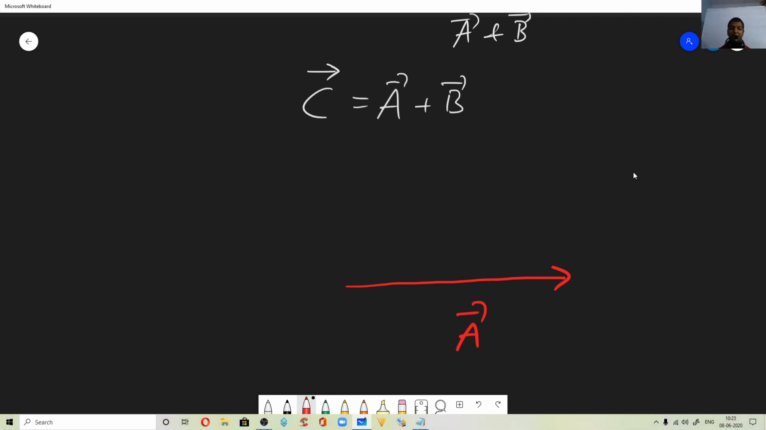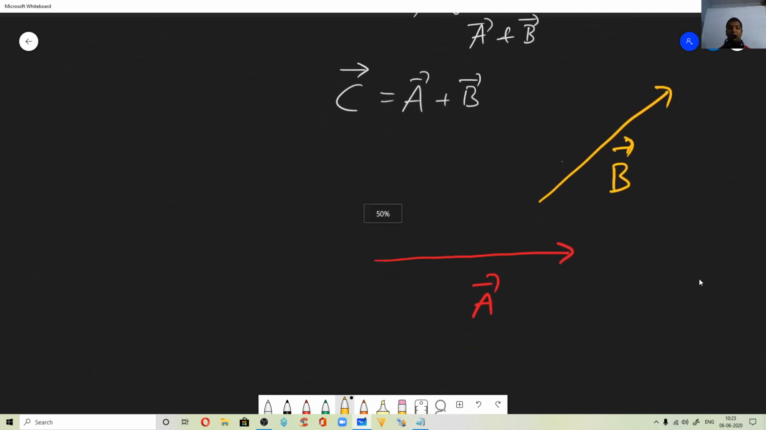Now let us say vector a is this way, whatever I have drawn. Vector b will be like this. Now you have to add these vectors.